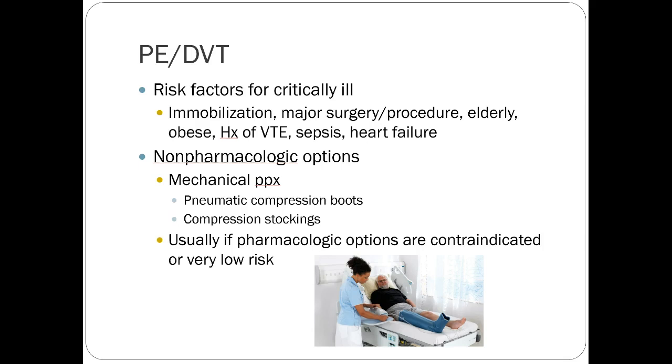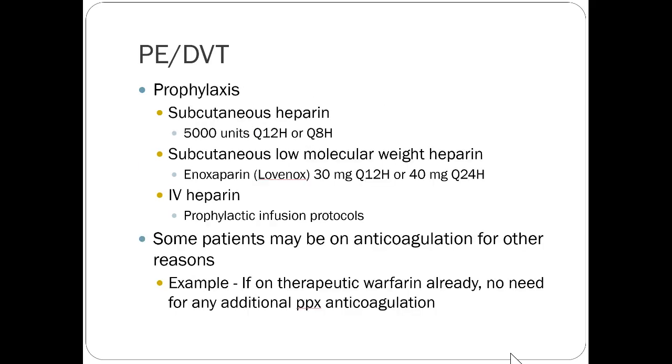Because of immobility, there's risk of venous thromboembolism. And there are some other risk factors too. But we do some non-pharmacological things like mechanical or pneumatic compression boots, which look like big, long boots that have a compression system that moves blood back and forth mechanically. Compression stockings can be used, and that's usually if the person's lower risk, or if pharmacologic options are contraindicated, for example, if you didn't want to start them on something because of bleeding risk. Then you might want to consider something mechanical, which can help DVTs at least.